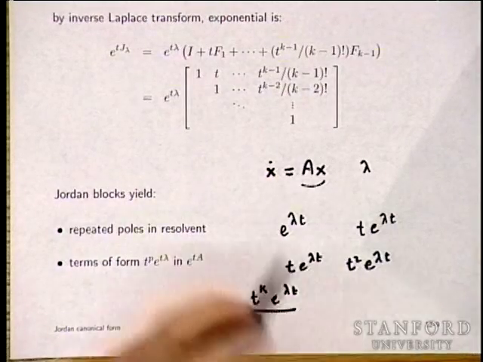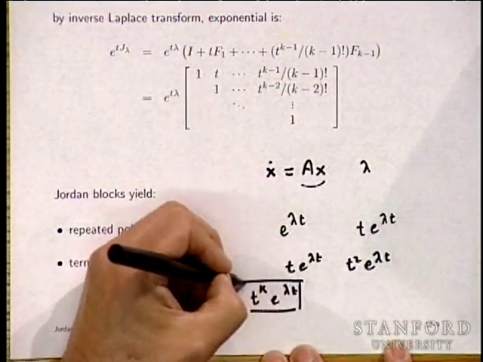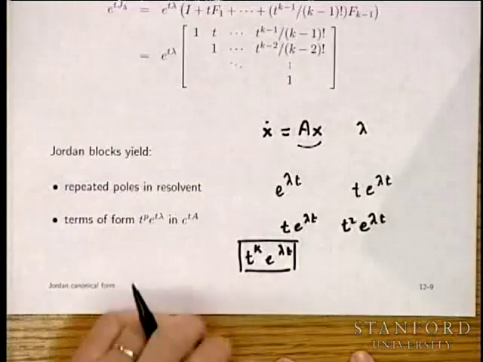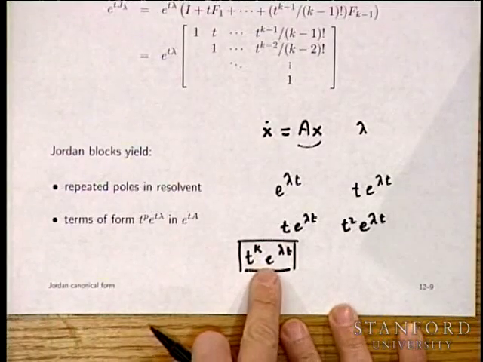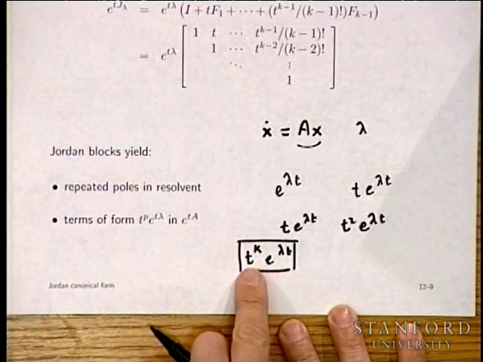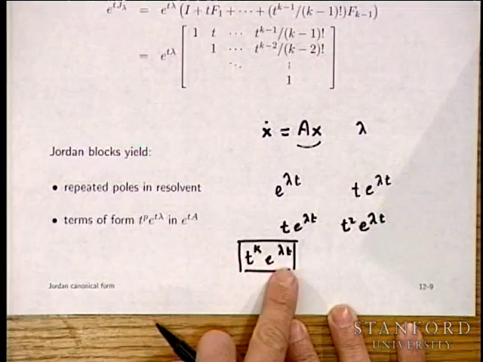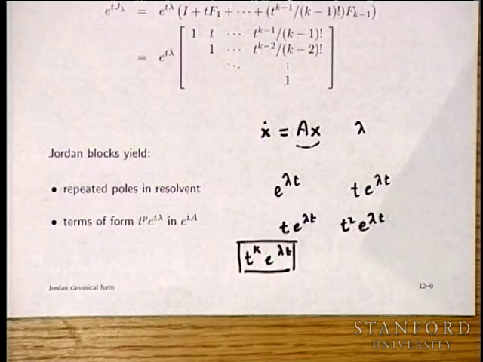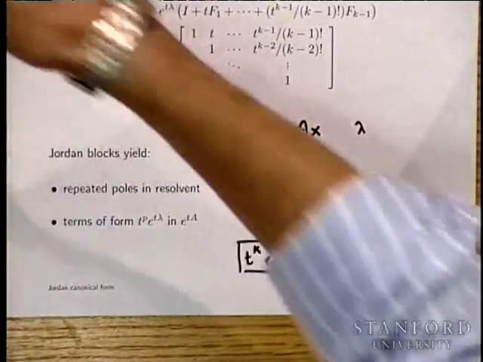So Jordan blocks are basically going to be the matrix attribute which you are going to associate with t to the k, these terms, which are a polynomial times an exponential. Okay? And let's actually just look at one example just for fun, and then we're going to quit.